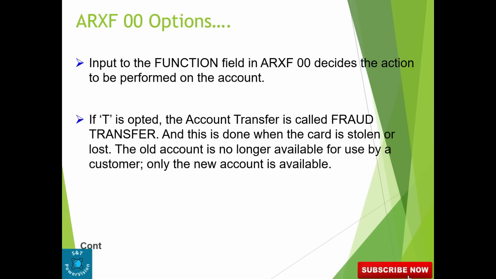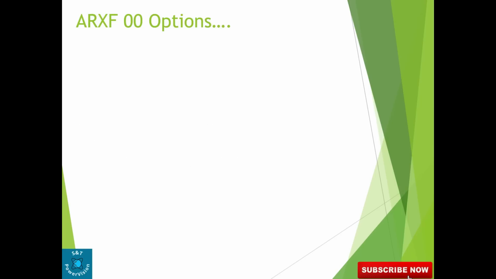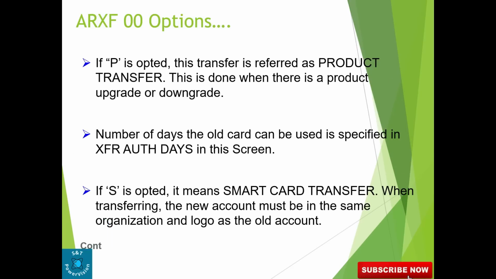The input to the function field in AR Accept 00 describes the action to be performed on the account. If T is opted, the account transfer is called fraud transfer, and this is done when the card is stolen or lost. The old account is no longer available for use by the customer. Only the new account is available to use. If P is opted, the transfer is referred to as product transfer. This is done when there is a product upgrade or downgrade. The number of days the old card can be used is specified in the auth days in this system. But in most business setups, I have seen that this field is always 00 by default.